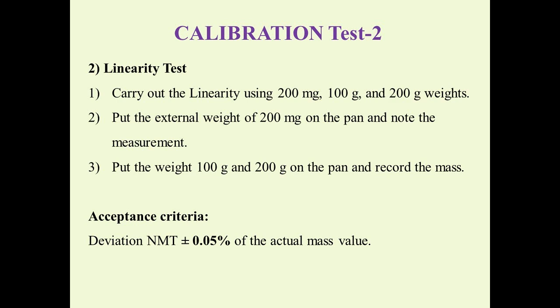Carry out the linearity test using 200 mg, 100 grams, and 200 grams weights. Put the external weight of 200 mg on the pan and note the measurement. Put the weights of 100 grams and 200 grams on the pan and record the mass. Acceptance criteria of the test is deviation not more than plus or minus 0.05% of the actual mass value.